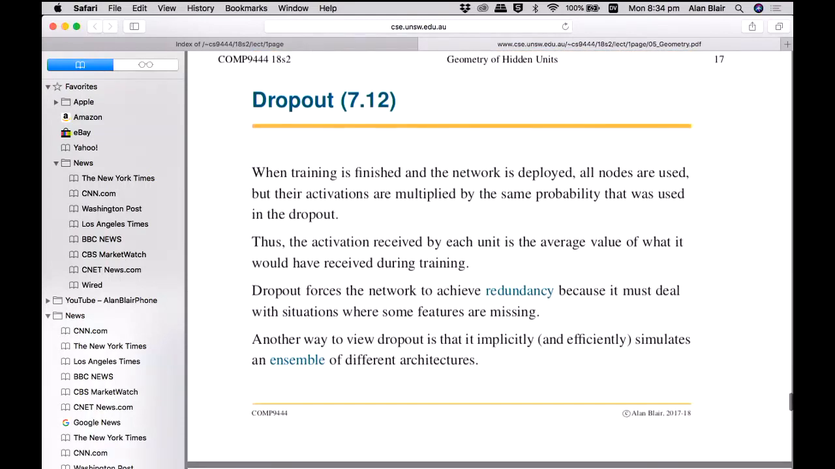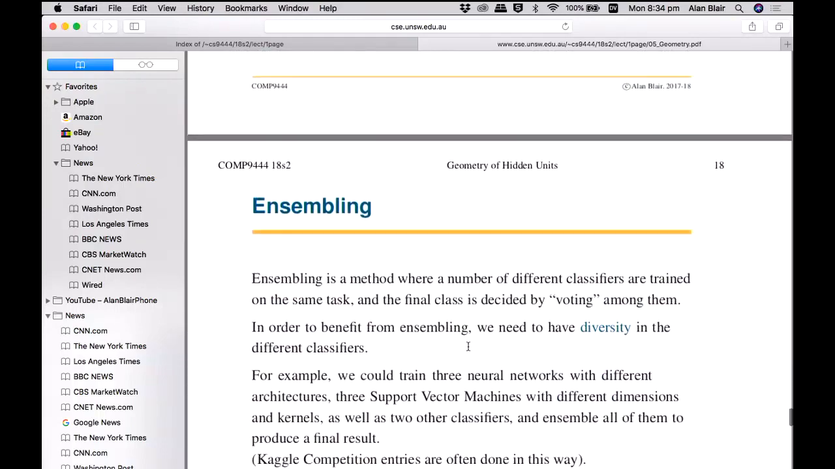So, sorry, this just repeats what I was saying. When the training is finished, you just multiply the activation by the same fraction. Dropout forces the network to achieve redundancy because it must deal with situations where some features are missing. Now, another way to view dropout is that it implicitly simulates an ensemble of different architectures.